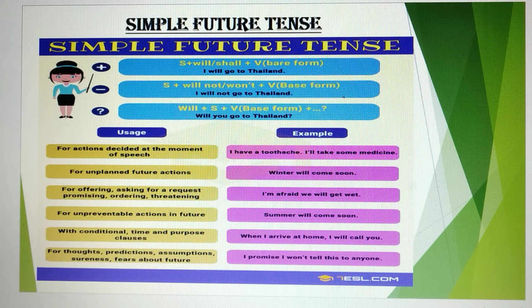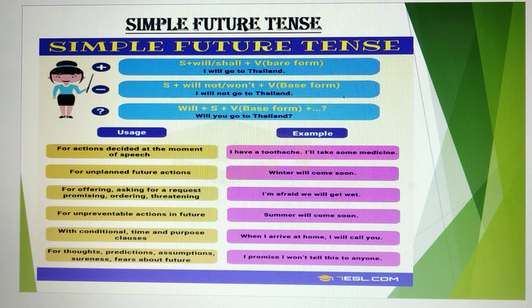Or you can say for unplanned future actions like winter will come soon. For unpreventable actions in future, summer will come soon. With conditional time and purpose clauses. When I arrive at home, I will call you. Even it is used for thoughts, predictions, assumptions, sureness, fears about future. I promise I won't tell this to anyone.